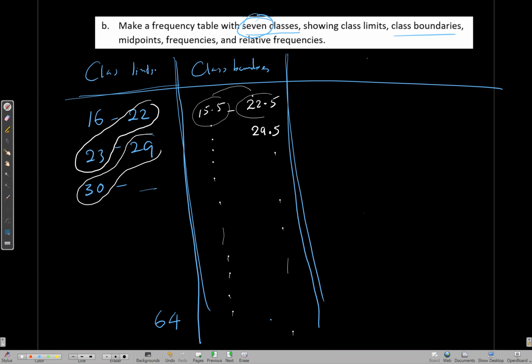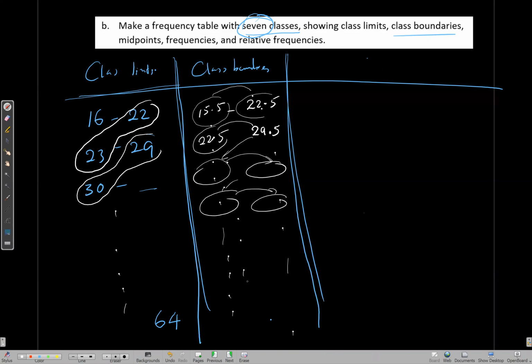15.5 plus 7 is this, and that's going to be the lower limit of the second one. And plus 7 is this. Whatever you get here, you are going to get this one here. Plus 7 is this, and you will get this one here. Plus 7 is this. Like that, you keep that pattern repeating, right?